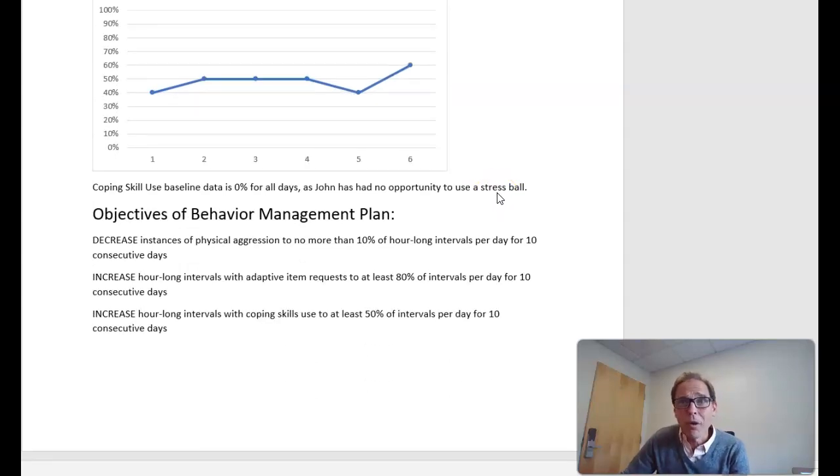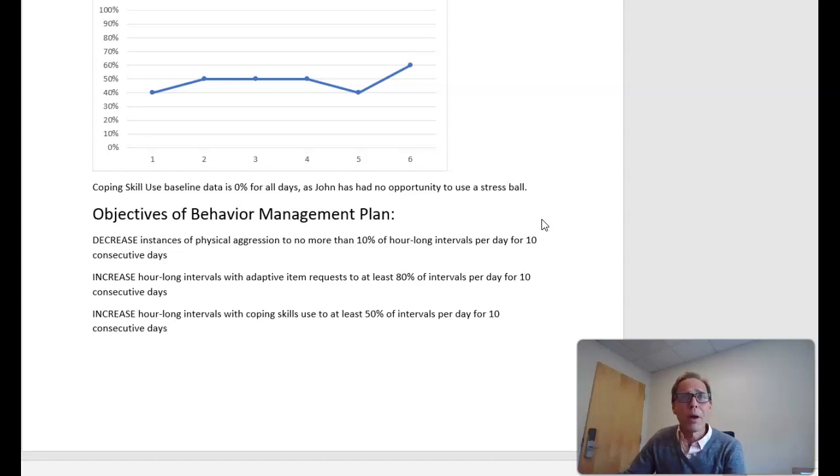Then our objectives of our behavior management plan, which should map on to our baseline data, and those objectives should include decreasing our behavior to decrease, but also increasing our behaviors to increase. We want to make sure that our method of taking data maps onto our baseline data, as well as what our data collection tool is going to be. In this case, we're looking at increasing or decreasing the percent of hour-long intervals using a partial interval recording method, okay? So that's great if that's going to map onto our data collection system, which we'll see later on. In this case, it does.